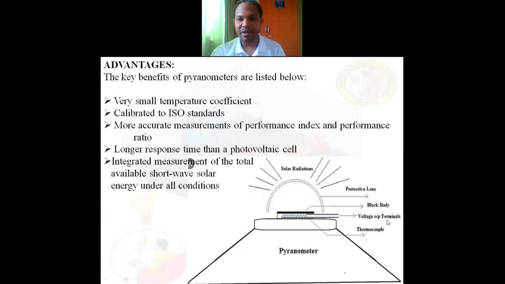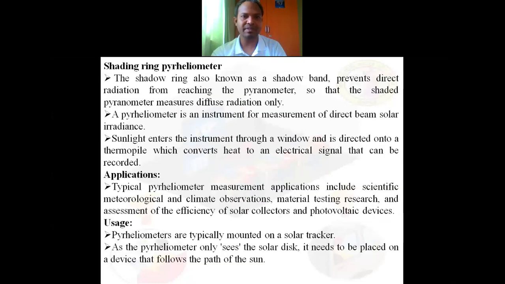Now, because of the shade in the pyranometer, whatever radiation it is measuring is only diffuse radiation, that is, scattered or reflected radiation. It is not measuring the beam radiation. Is that clear, my dear friends? So in order to overcome that, a pyrheliometer is an instrument used for measuring direct beam solar radiation. Is it clear?